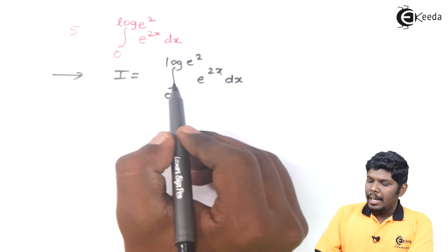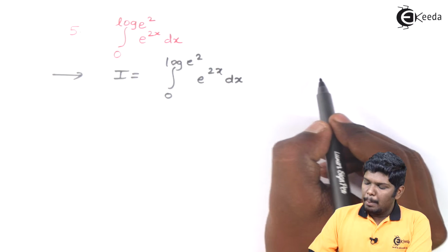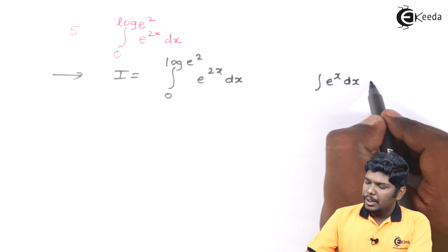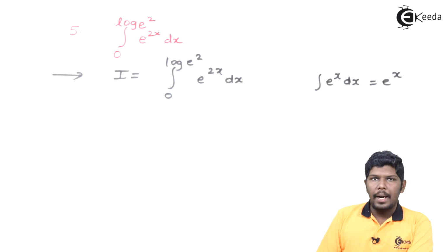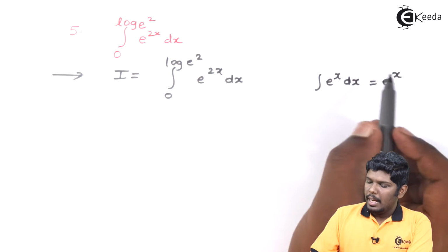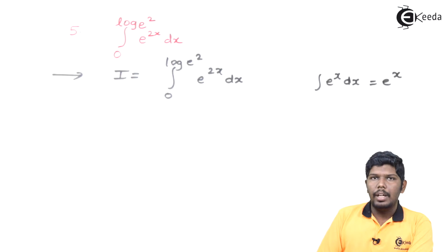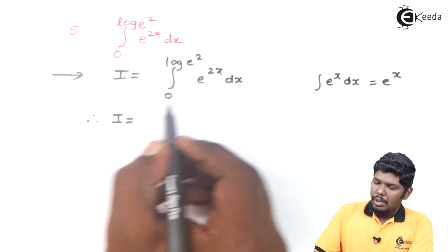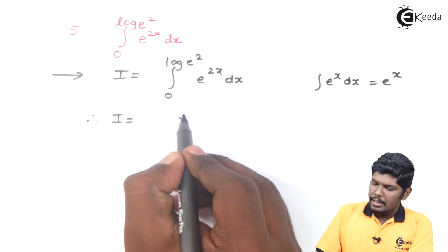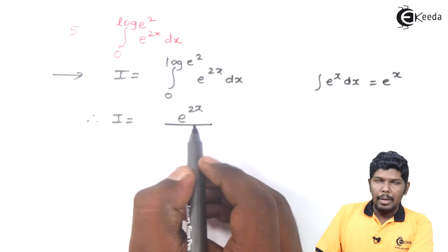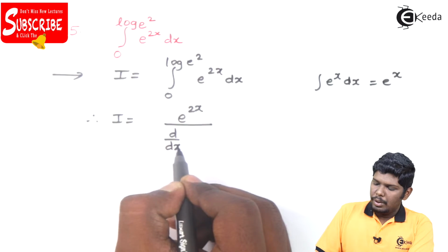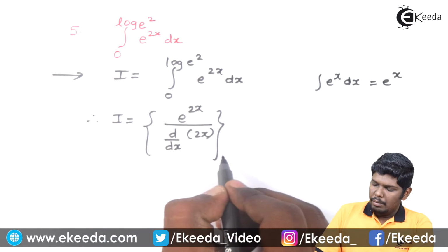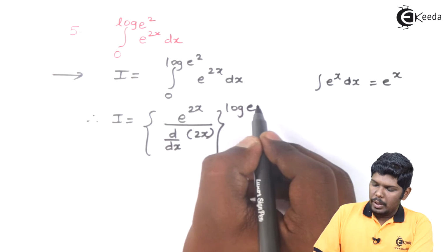Here, to find the integration of e raised to 2x, we can compare this integral with integral e raised to x dx, which is a standard formula, whose integration is e raised to x. But this being a composite function, x is replaced by 2x, therefore its derivative will be divided. We have I is equal to integral of e raised to 2x is e raised to 2x divided by d by dx of 2x, within limits 0 to log of e square.